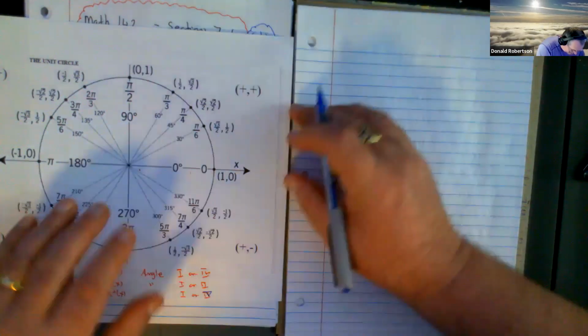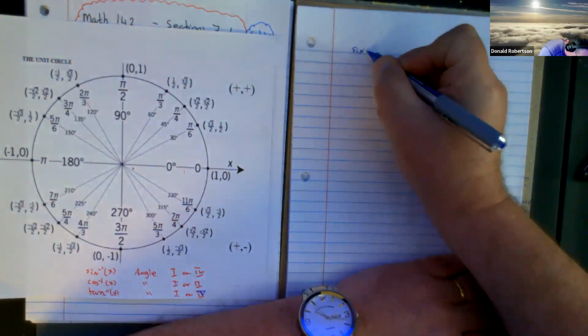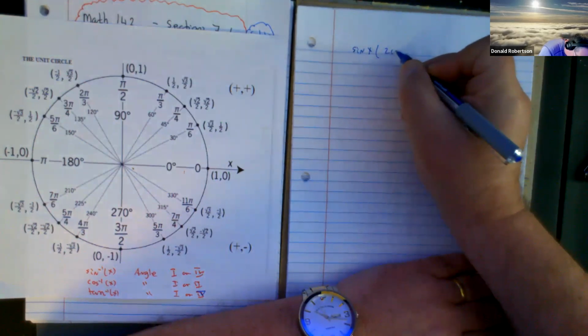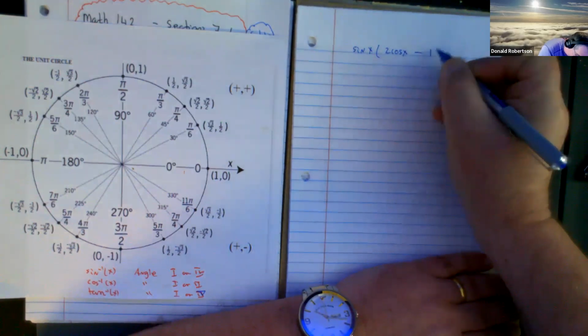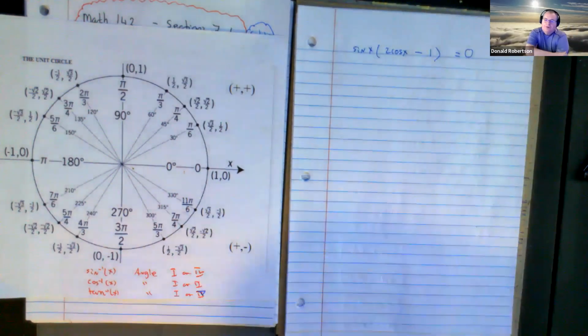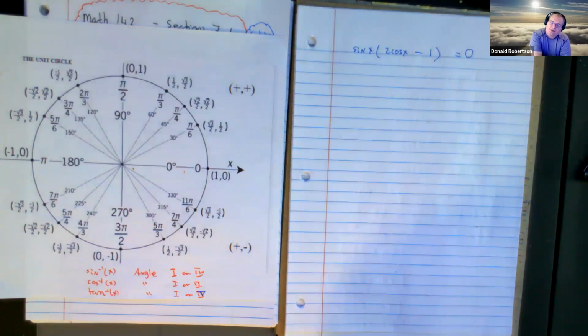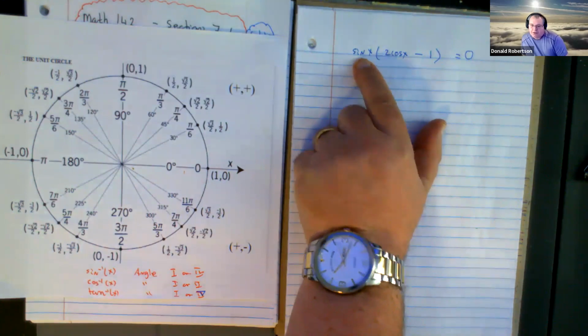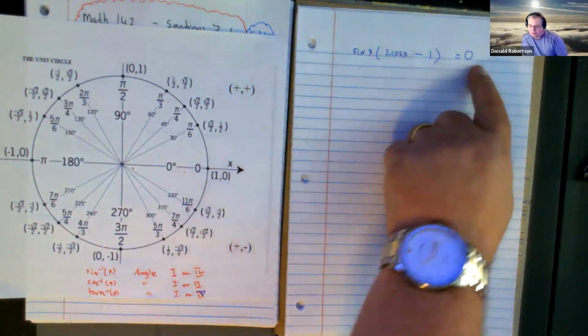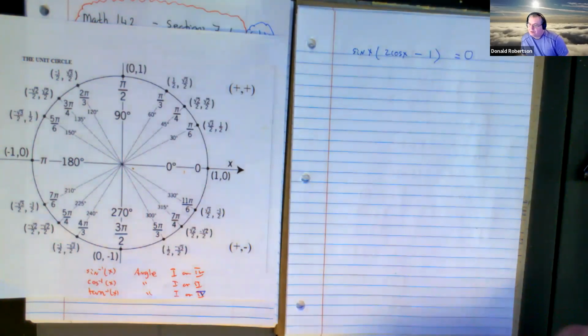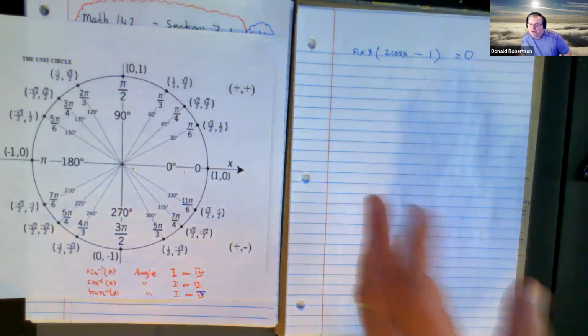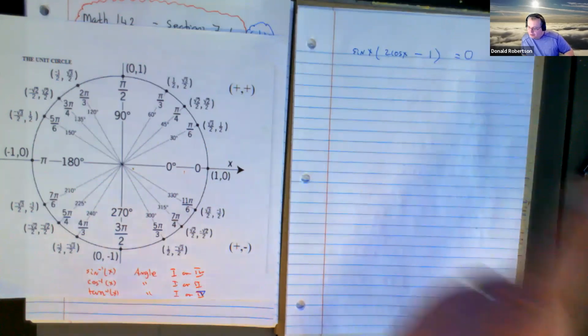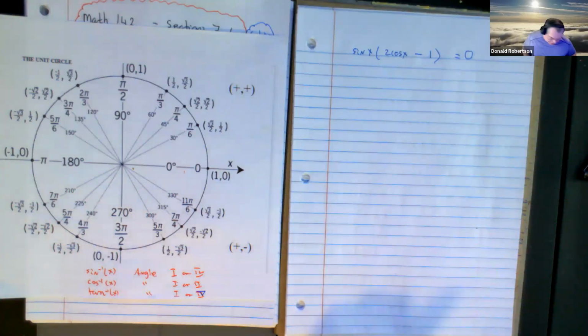Okay. Let's look at an equation that looks like this. I want to solve this equation. The sine of x times 2 cosine x minus 1 equals 0. Now what we have here are 2 things multiplied equals 0, essentially factored. Right. Now if I'd given you x plus 1 times x minus 7 equals 0, wouldn't you be able to solve that pretty easily? We're going to do the same thing.